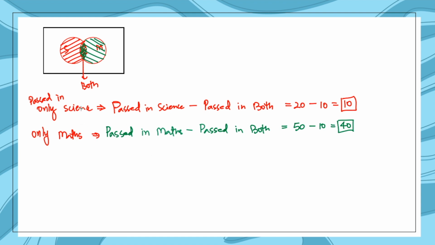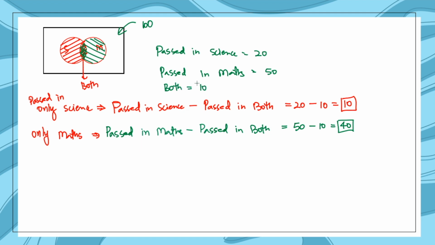Okay, so see, there were a total of 100 students. Out of those 100 students, those who have passed in science, according to the question, were 20. Those who have passed in maths were 50 students, and those who have passed in both are 10 students, right? And from this much information you were able to find out how many passed only in science. For that you subtracted. You can see it from the diagram also. Then again, those who have passed only in maths, that also you were able to calculate.